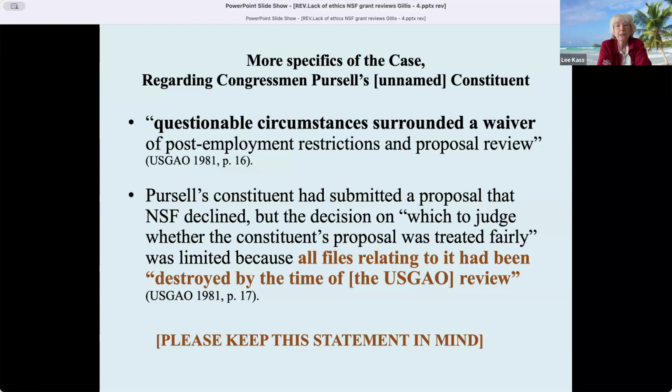Now, I'd like you to please keep this statement in mind, especially what I state in the highlighted dark brown lettering. I'll repeat it again. All files relating to it had been destroyed by the time of the government review.